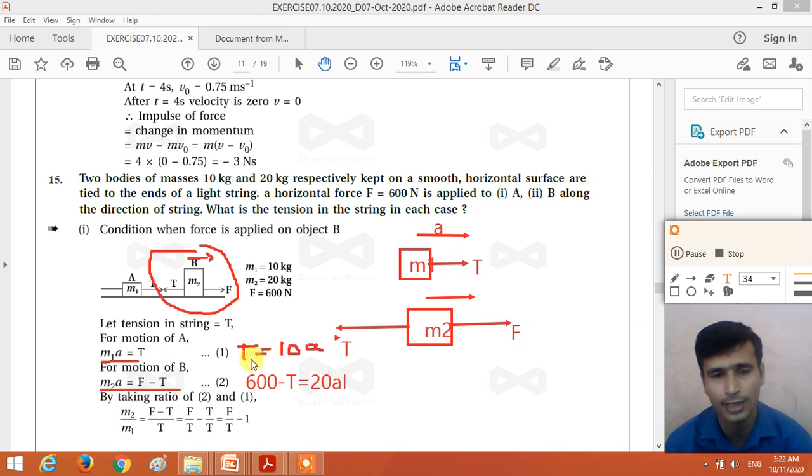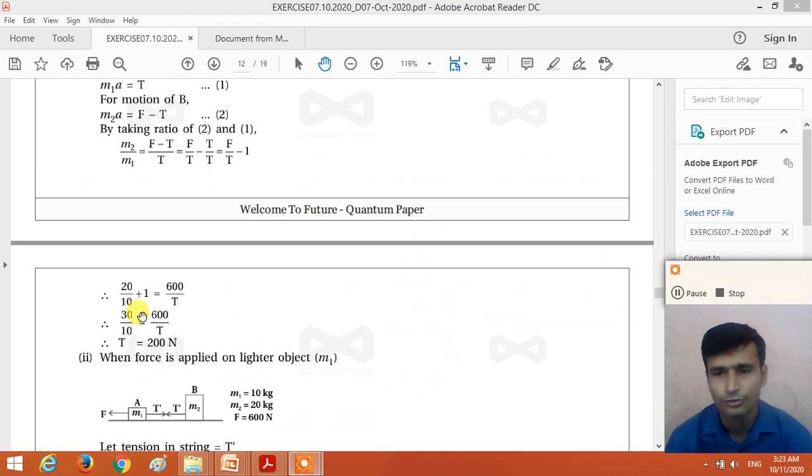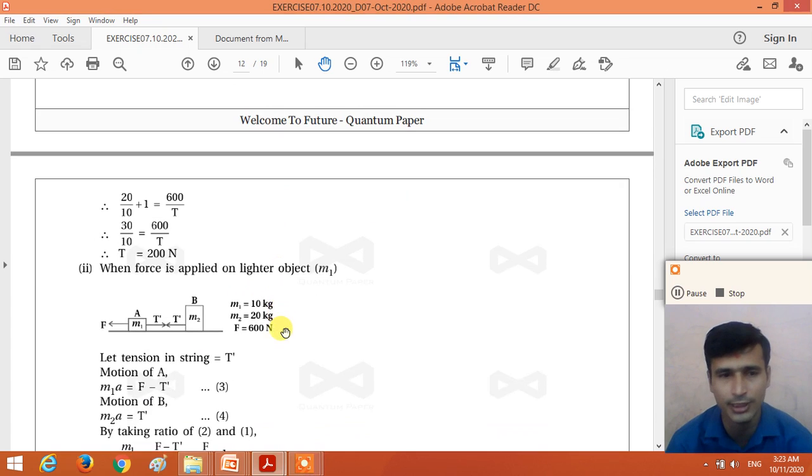You can calculate by yourself also. If you solve these two equations, you get the tension force produced in the string is 200 Newton, right? Now the second situation is similar.